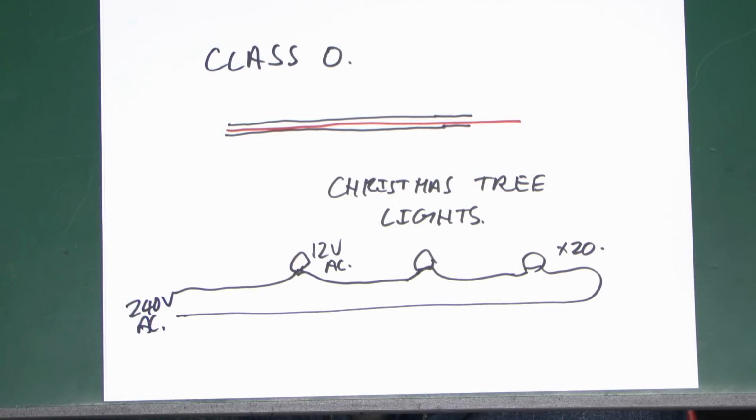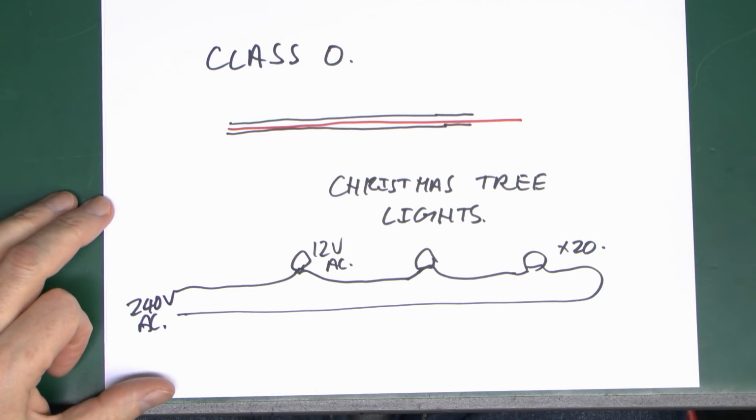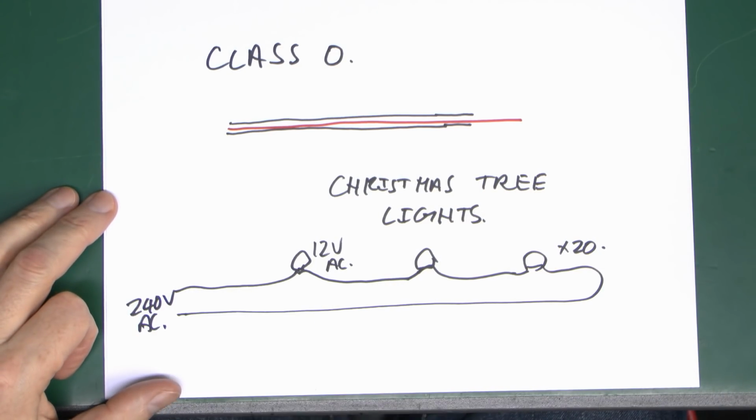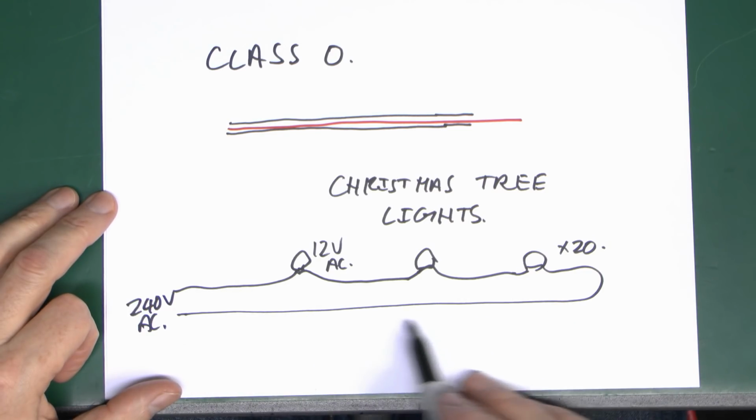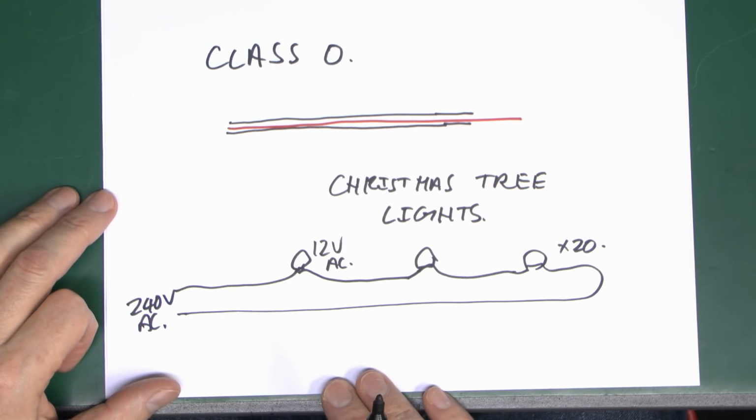But of course nobody makes these anymore, haven't been made for decades, but there may still be a few old sets hanging around somewhere. That's a Class 0. So single insulation, so any damage to this conductor anywhere is going to expose the inner core. People get a shock from it.